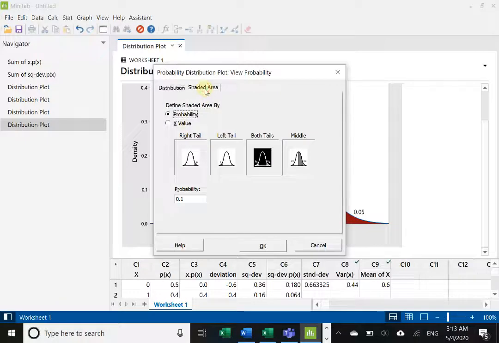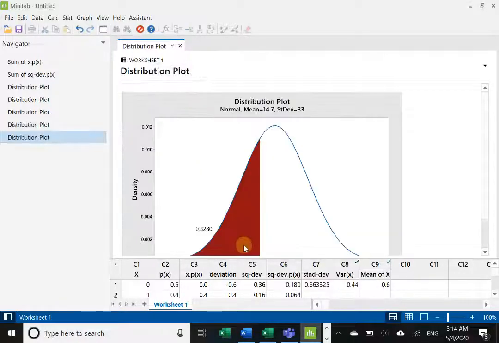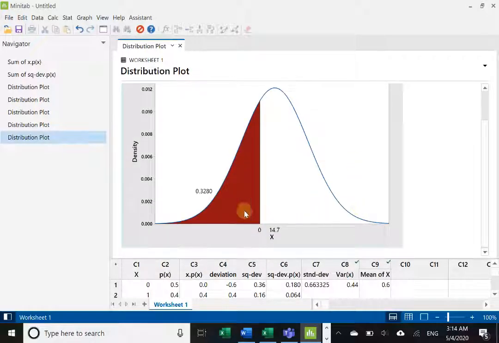Shaded area, so we want less than, that means left tail. And we have an x value for it, left tail. The x value we want to know is less than 0. And there you go. Here's the answer. The answer is 0.328. 0.328 is what that is.